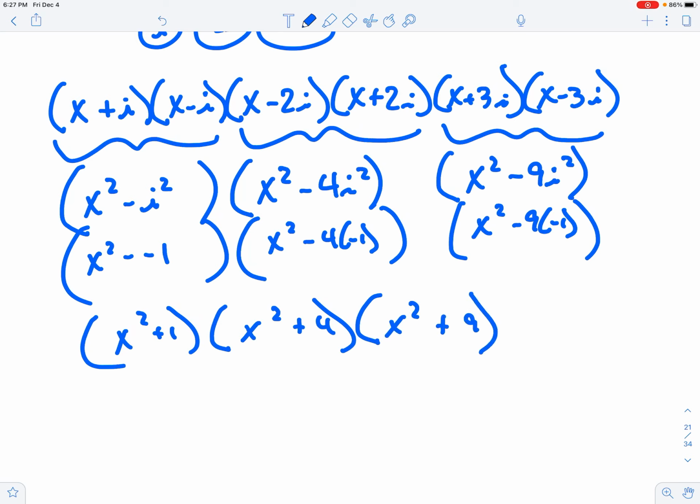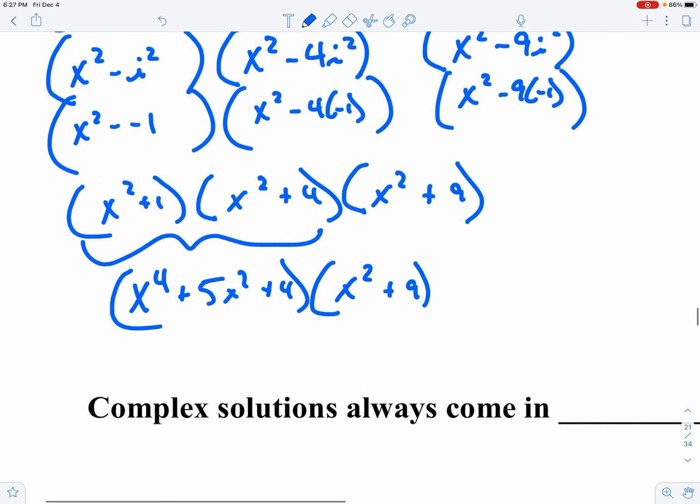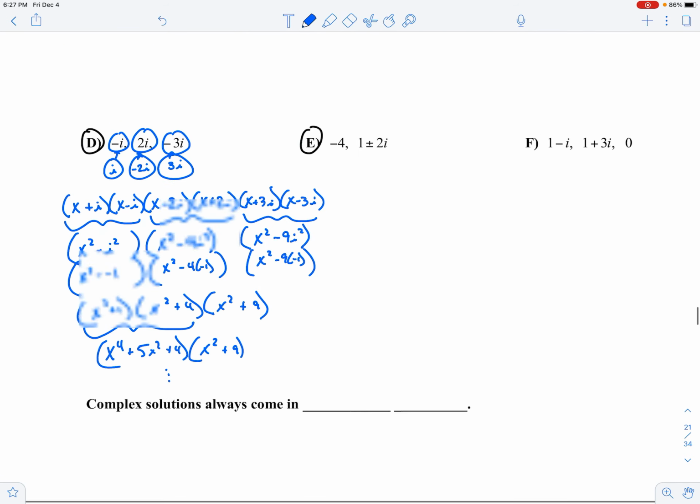Now again, this video is going to be super long if I show you how to work all that out, but really you just remultiply. I would just remultiply these two together, x to the 4th plus 5x squared plus 4, and then multiply by x squared plus 9. And again, I've seen you do problems this hard. I'm confident you can do them again.